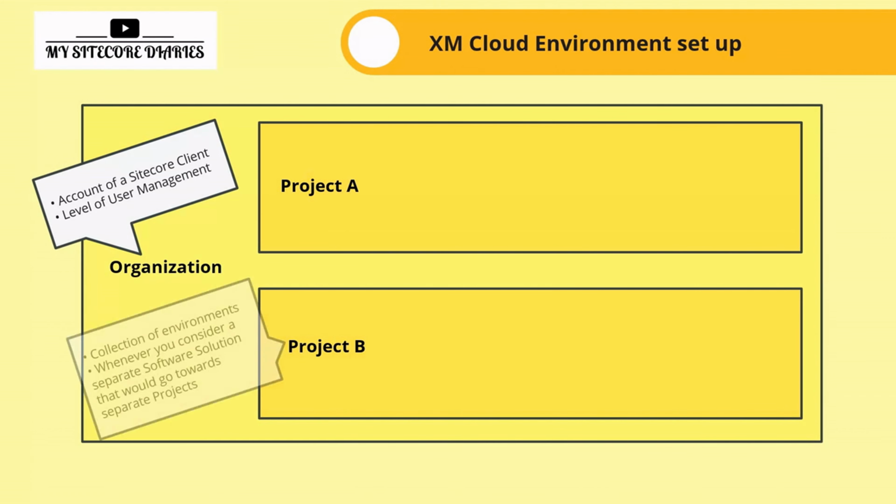And then you have a project. Now what is a project? It's a collection of environments, and whenever you consider a separate software solution, that will go towards a separate project. So if you have a different solution, then you will have a different project. So in this organization you have two projects, project A and project B.